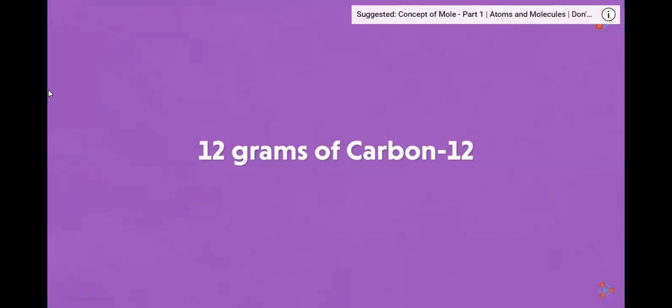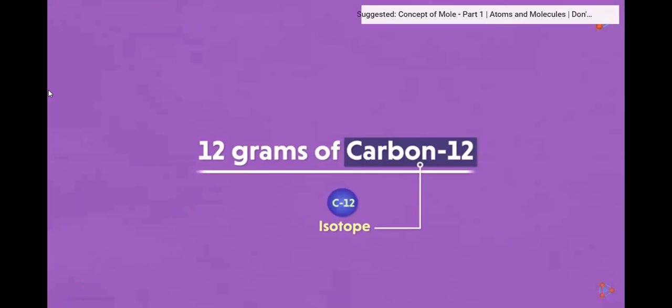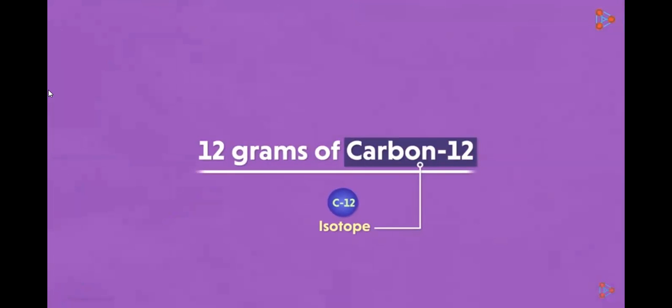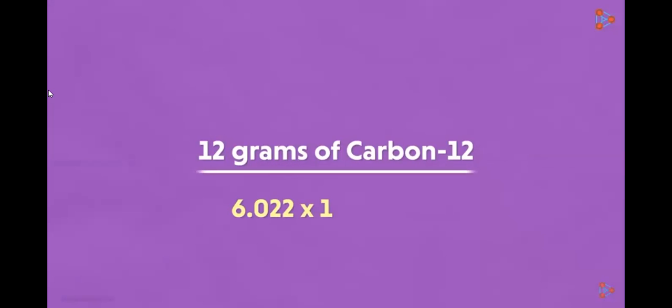What we have on the screen now is 12 grams of carbon-12. Carbon-12 is one of the isotopes of carbon. Now 12 grams of carbon-12 is what was taken as a standard. What's so special about this? Can you guess the number of atoms here? Yes, it's 6.022 times 10 raised to 23 atoms.